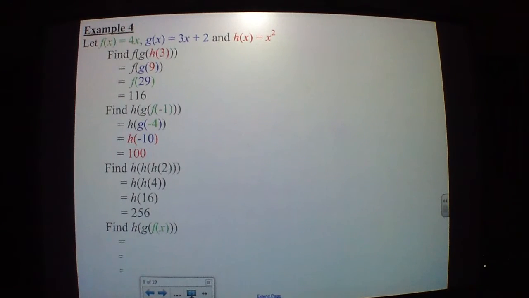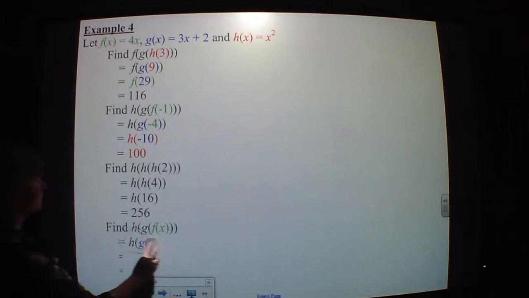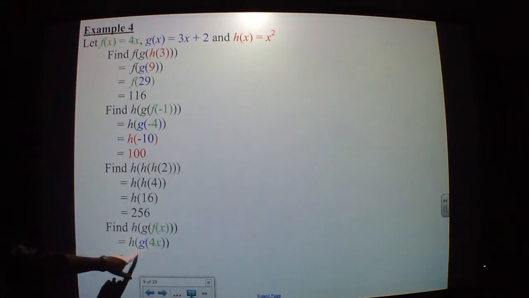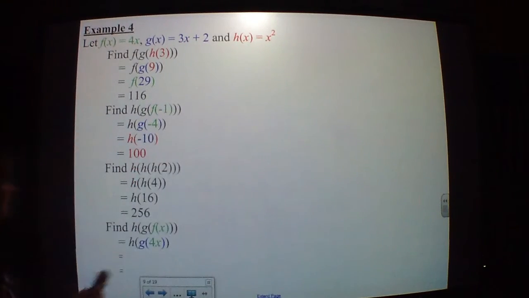Last one. No numbers, just the functions. F of x is 4x. So plug in, do a substitution. Instead of f of x, put 4x here. Now into my g function. Instead of x in the g function, plug in 4x. So I'm going to do 3 times 4x plus 2. 3 times 4x plus 2 is 12x plus 2.